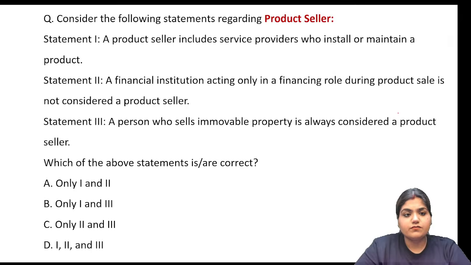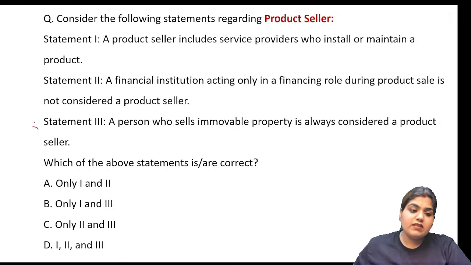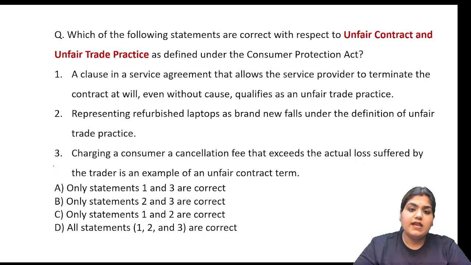Next question. Consider the following statements regarding product seller. Statement 1 is correct, 2 is correct, 3 is not correct. Sellers of immovable property are not considered product sellers unless engaged in contracting or selling constructed homes or flats. Statement 3 is incorrect, 1 and 2 are correct. A is the correct answer. Next, unfair trade practice and contract.